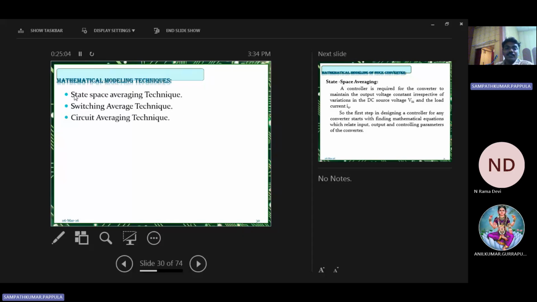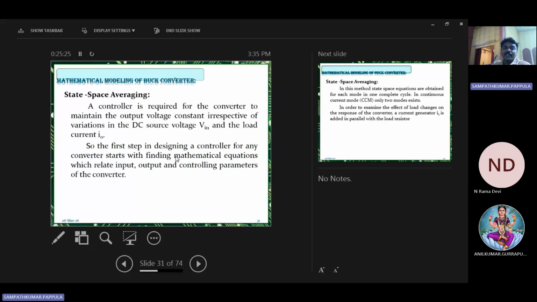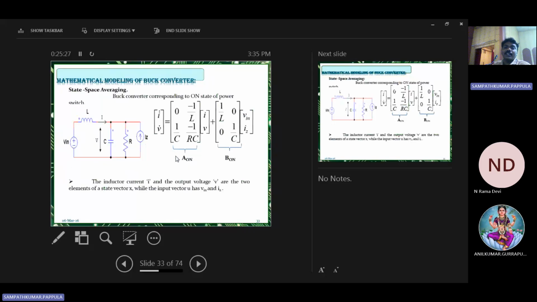Here also, one is the state space analysis, another is the switching averaging technique, circuit averaging technique, small signal AC technique, like that. Various types of mathematical modeling techniques are there. Mathematical model is nothing but the representation of the physical phenomena by its mathematical equivalent only. Nothing is different.